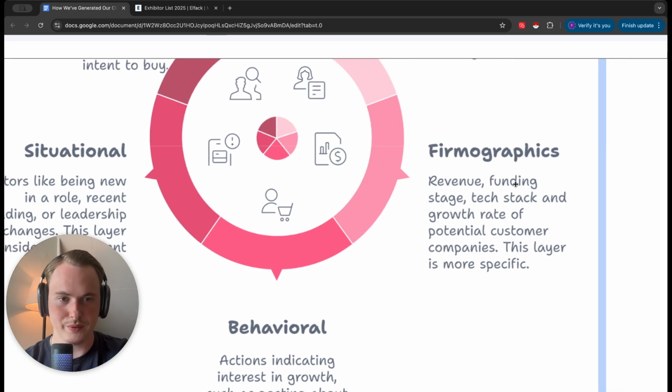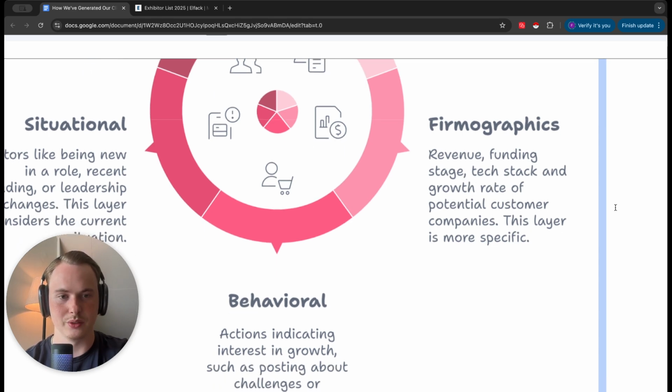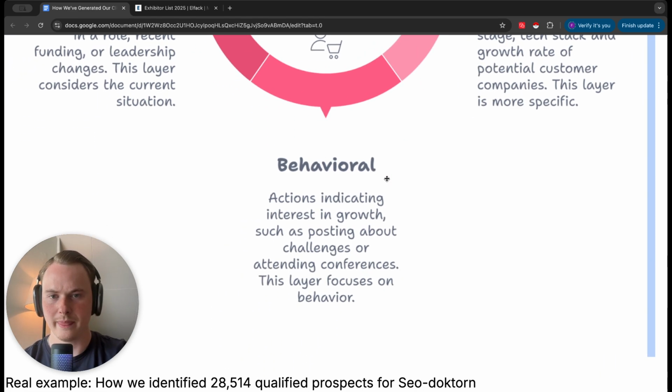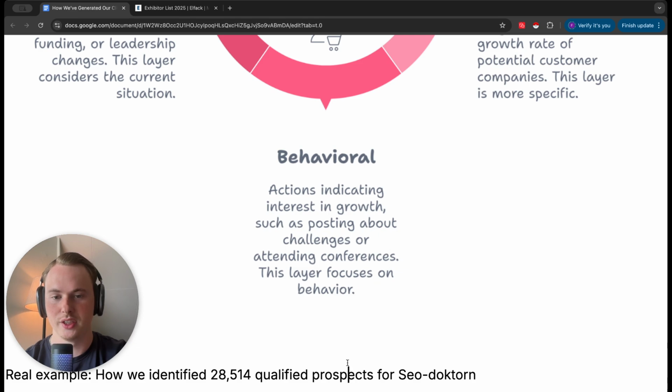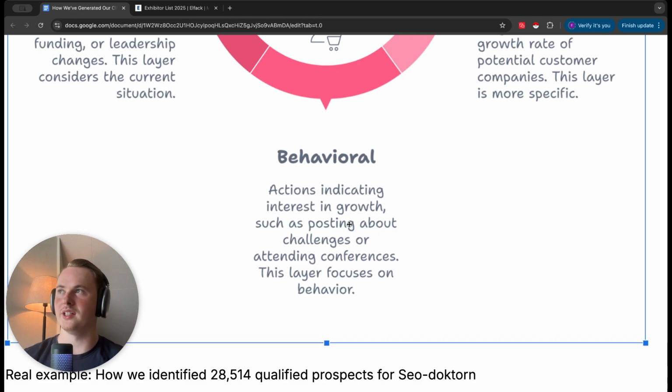We've got firmographics: revenue, funding stage, tech stack, growth. Tech stack goes with that Salesforce and HubSpot example again. Like, hey, we saw you're using HubSpot. Growth rate of potential customer companies. This layer is more specific. We've got behavioral as well. Actions indicating interest in growth, such as posting about challenges or attending conferences. This layer focuses on behavior. So I think the best way of doing this is by having a look at the company LinkedIn or the personal LinkedIn. Could also be blog posts, if you look up the company's blog posts or something like that.